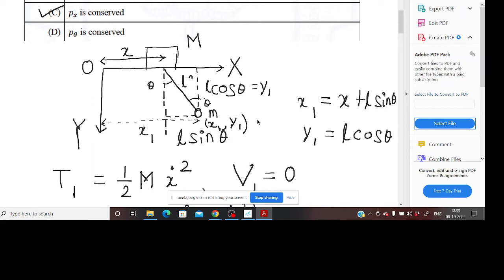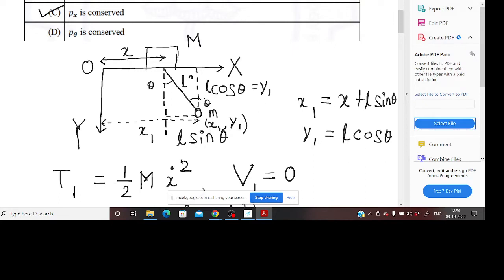Okay, so what will be the distance? This distance will be equal to L sine theta, right? I will call the position of the mass small m as x1 comma y1. So x1 is equal to x plus L sine theta, right? And what is y1? y1 is equal to L cos theta, because this distance is L cos theta.